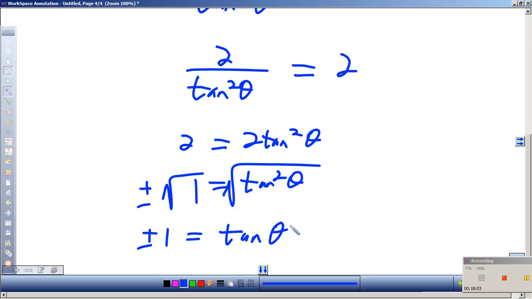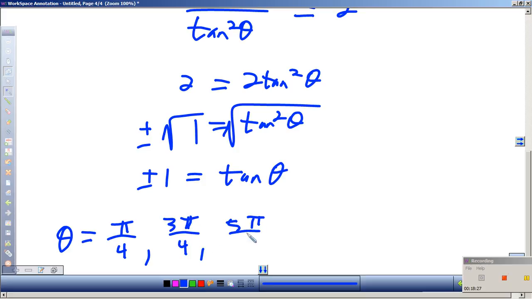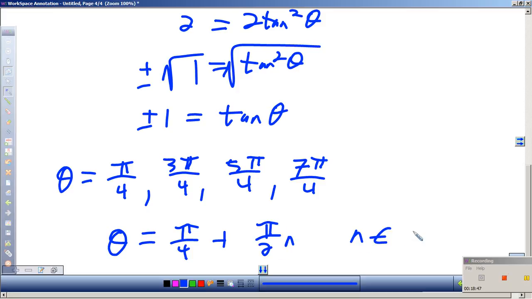Then how many answers are there going to be from 0 to 2 pi? 4, right? Because where is tangent equal to 1? Pi over 4. Where is it equal to negative 1? 3 pi over 4, and then 5 pi over 4, 7 pi over 4. How far apart are these? By half pi. Good. So how would I write my general equation? Yeah, pi over 4 plus pi over 2 n, with n being an integer.